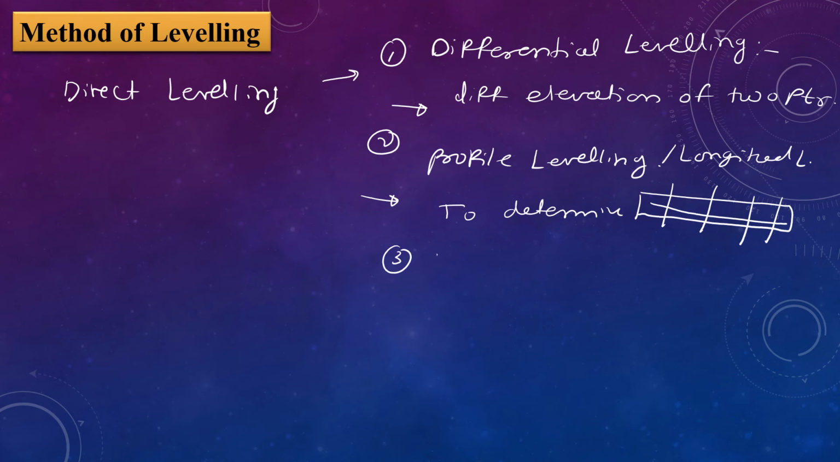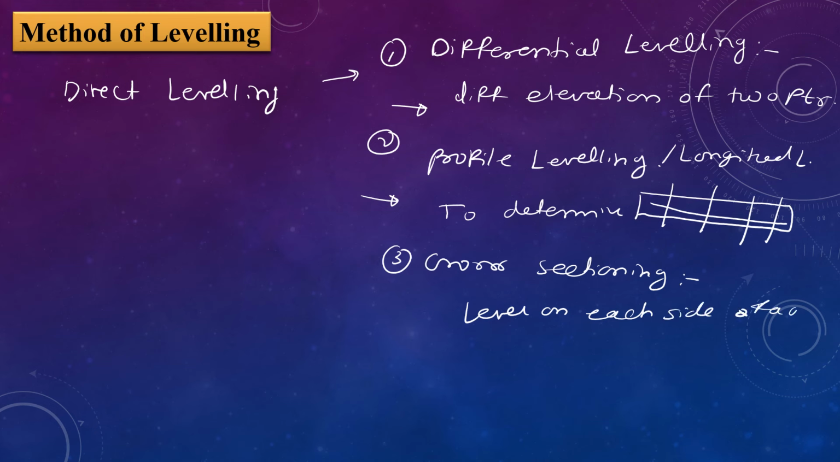And third is cross sectioning. In case of cross sectioning, the levels on each side of the main line are at right angles to that line. This is nothing but a cross sectioning.